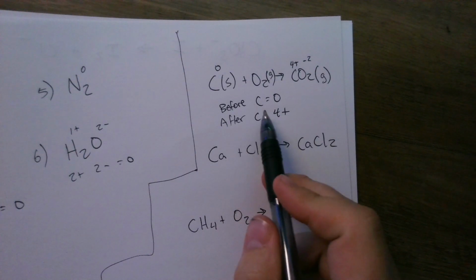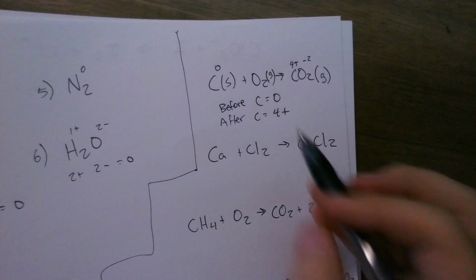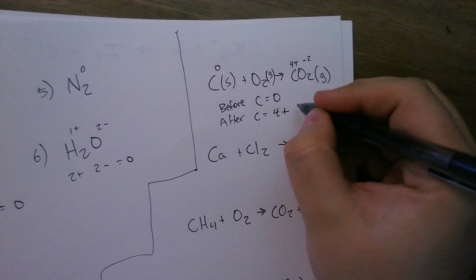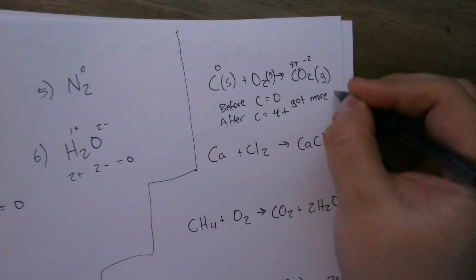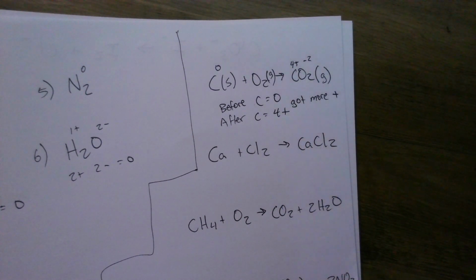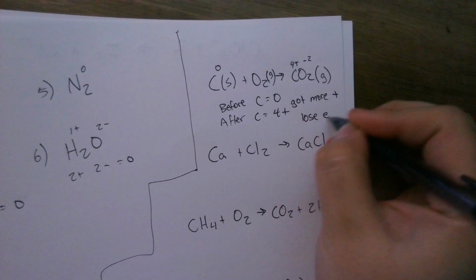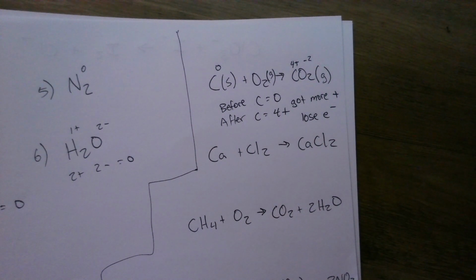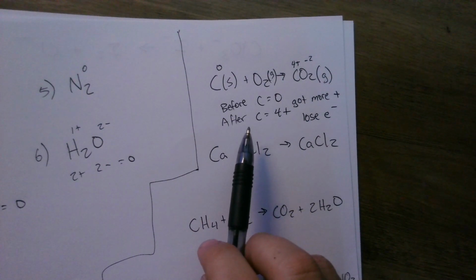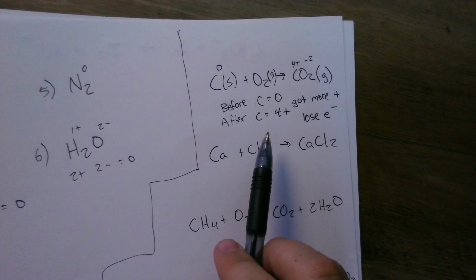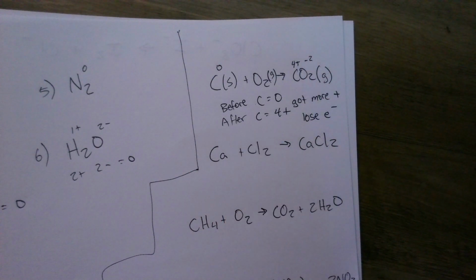So let's think about carbon. Carbon before started with a charge of 0. And after, its charge went to positive 4. So your charge, you got more positive, right? You got a more positive charge. To get a more positive charge, you must lose electrons. Electrons have a negative charge, so when you lose electrons, you get more positive. So this carbon atom actually lost 4 electrons during this reaction. Okay? And those electrons end up going to this oxygen instead.